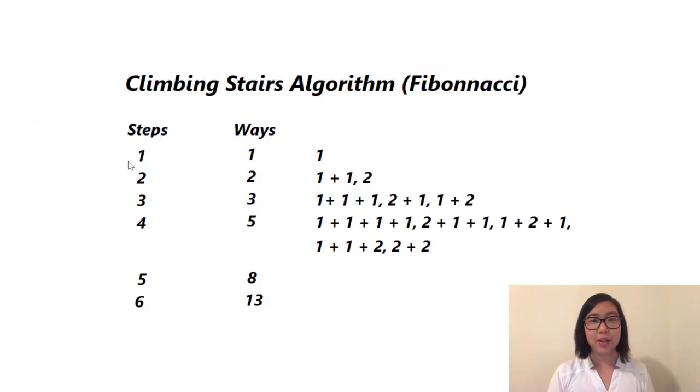problem. Here we have the maximum amount of steps that the staircase has, which is going to be our input, and here we have the amount of ways to reach the top of the stair, which is our output. So we know that if there is only 1 step to the top of the staircase, there is only 1 way to get to the top, which is to take 1 step. Remember, we can take either 1 step or 2 steps at one time.